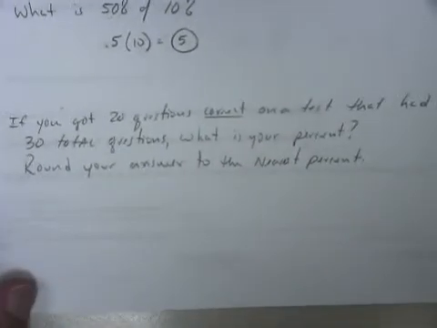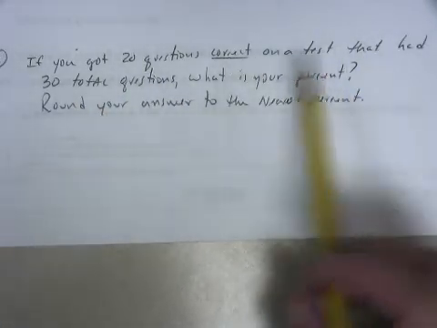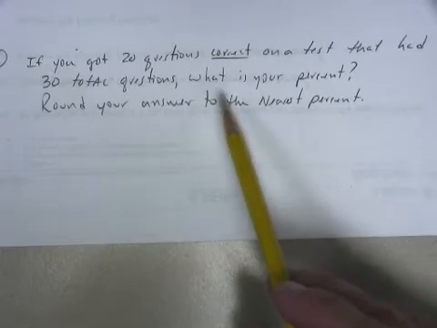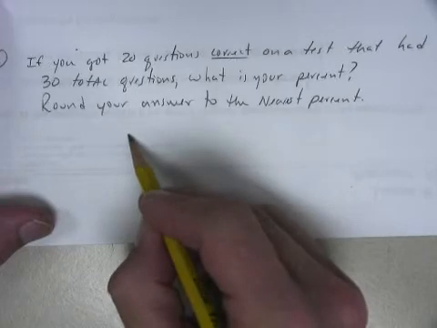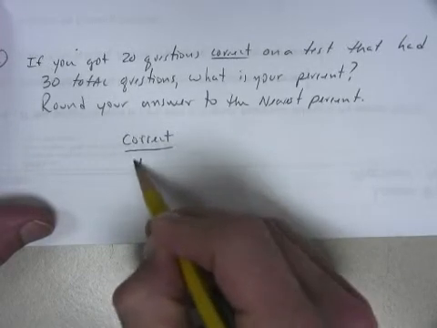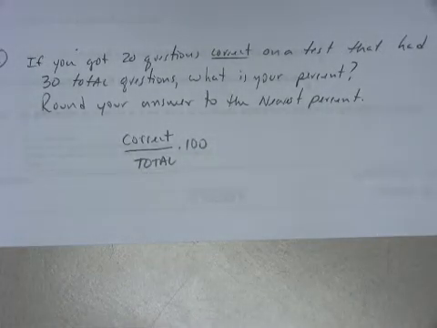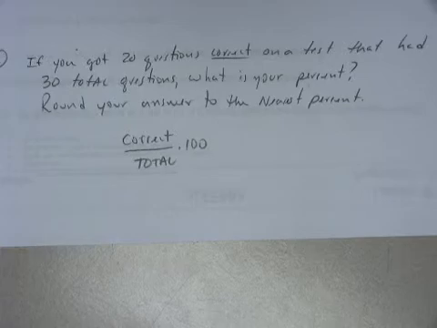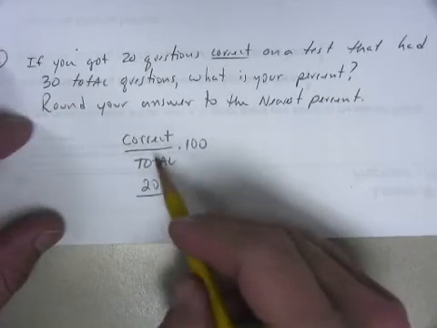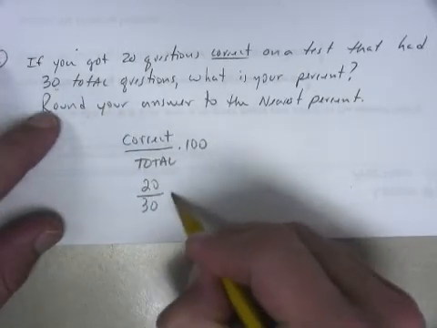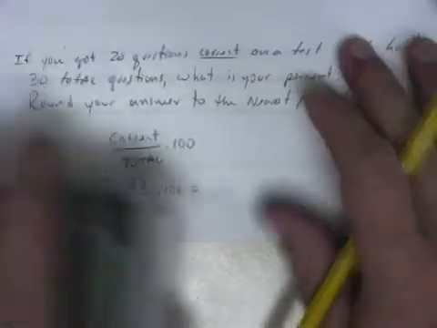All right, the next one has to do with calculating your test score. So for example, if you got 20 questions correct on a test that had 30 total questions, what is your percent? And they want you to round your answer to the nearest percent. All right, to be able to figure out test scores, it's always the number of correct divided by the total, and then you take that times 100. So how many questions did we get correct? Well, we got 20 questions correct. So we'll say 20 over a total number of 30, and we're going to multiply by 100. So let's try that out. Ready? So I'll do it on my calculator so you can see it.